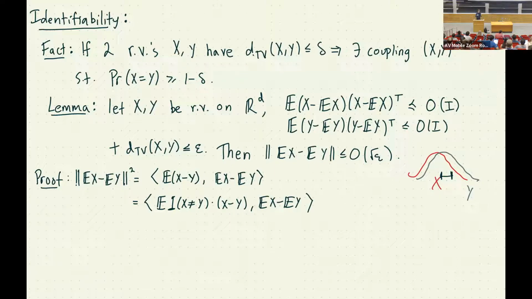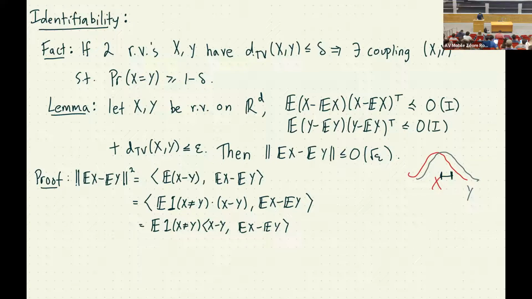Right, when the coupling didn't fail, I got 0. Now I'm going to use the good old Cauchy-Schwarz inequality. Let me actually write one more step of this. I can use expectation. I'm going to pull this indicator out, and then expectation X minus expectation Y. The notation's a little unfortunate here, but this expectation is associated to these copies of X and Y, and then we have just some fixed vector sitting over here.